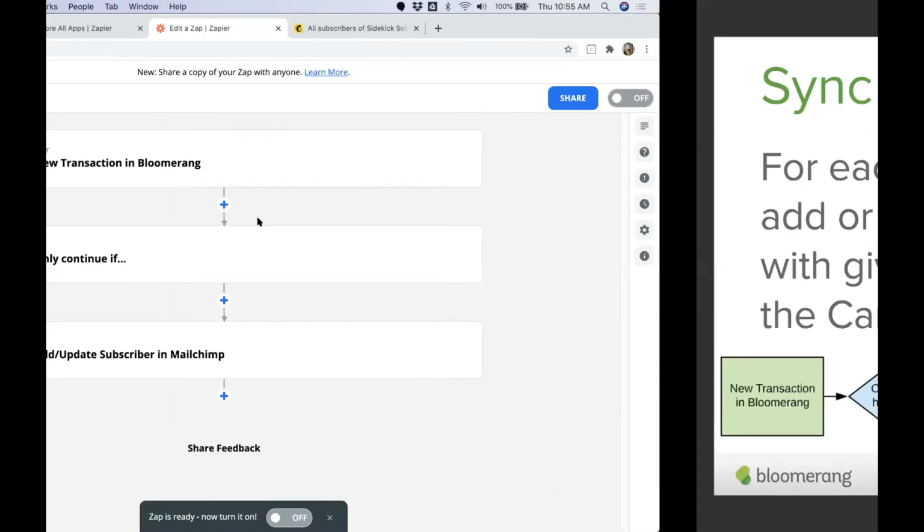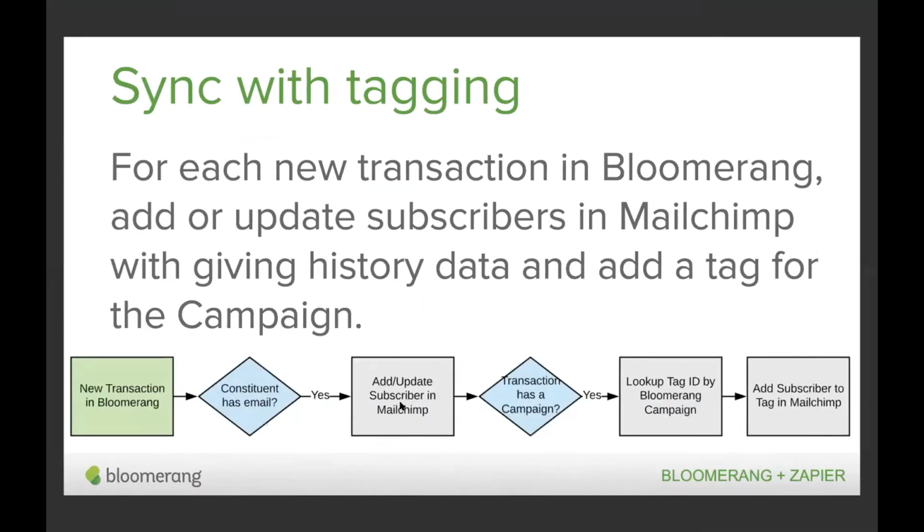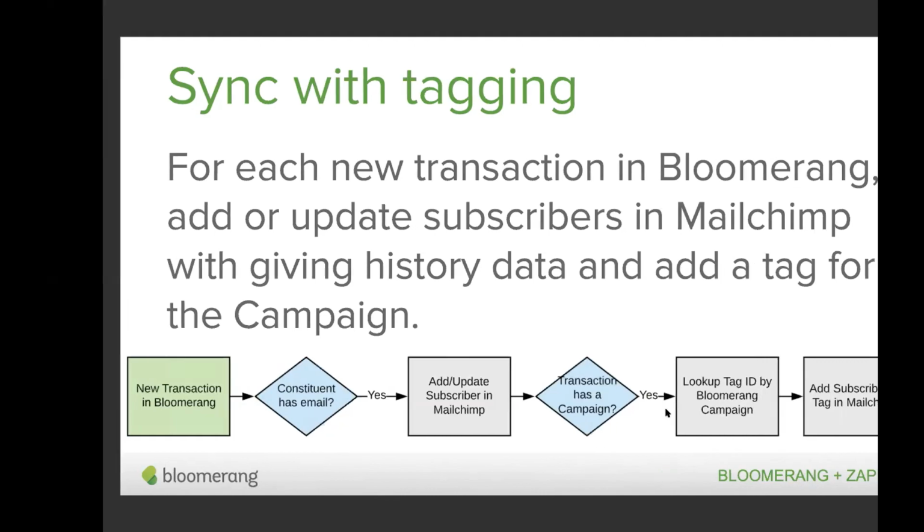So if you remember when we talked about our workflow here, our first step was to add or update a subscriber. And then we want to add a tag for the campaign on that donation. Now, because campaign is not a required field in Bloomerang, the next thing we want to do is add a filter. Because if we try to add a tag for the campaign and there is no campaign on that transaction, we'll get an error in Zapier.